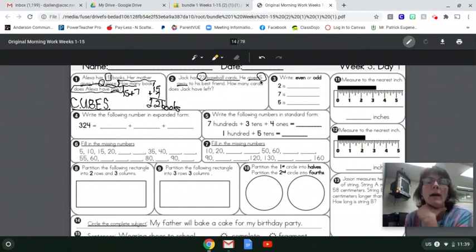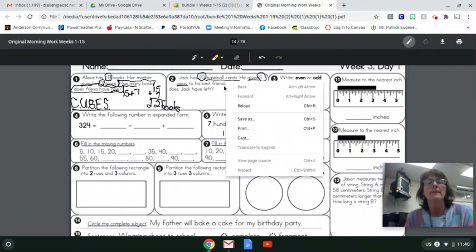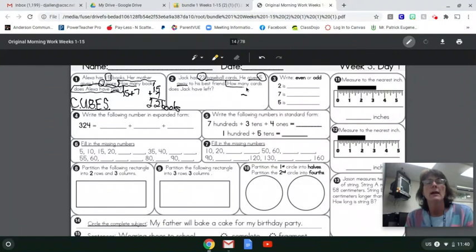What does gives away mean? Gives away means I'm going to subtract. And my question asks, how many cards does Jack have left? So cards is going to be my word for my label. And also have left is a big clue word for subtraction.